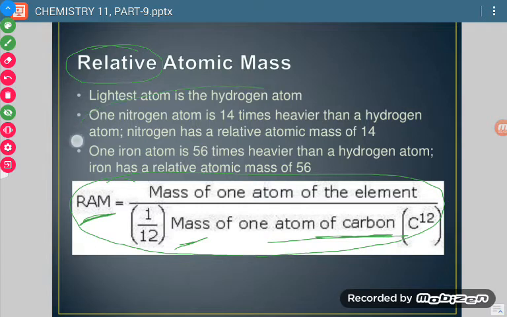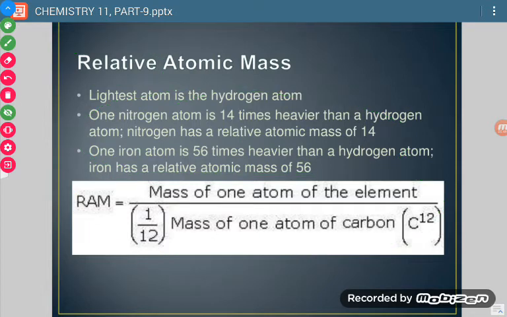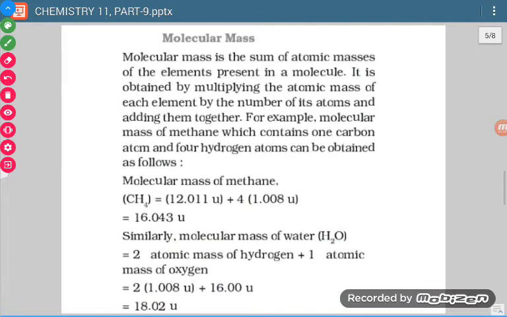Now here one comparison is given. Hydrogen atom is the lightest atom. So if we say that nitrogen atom has a relative atomic mass of 14, then it means it is 14 times heavier than hydrogen atom. So one atom of nitrogen is 14 times heavier than hydrogen atom. Okay. Now let us talk about molecular mass.